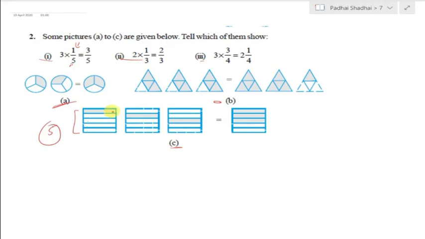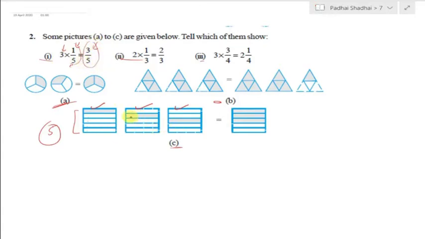So it is 1 by 5. And there are how many figures? See, total 1, 2 and 3. Now multiplying them, does it give the answer 3 by 5? Let us check for the answer.